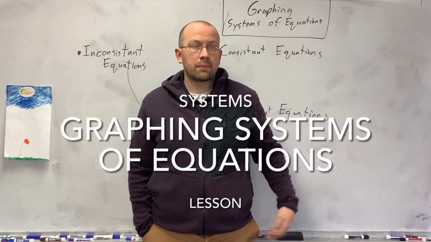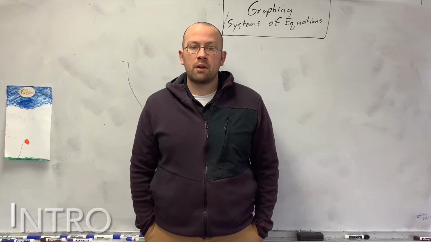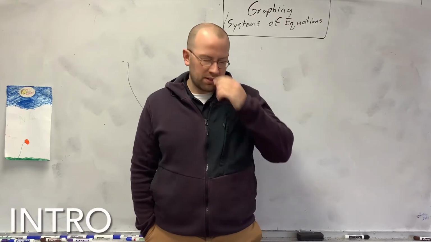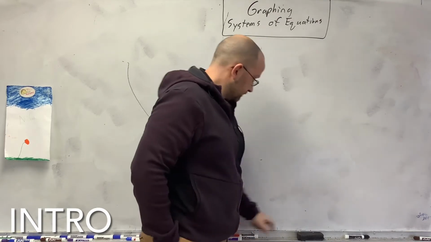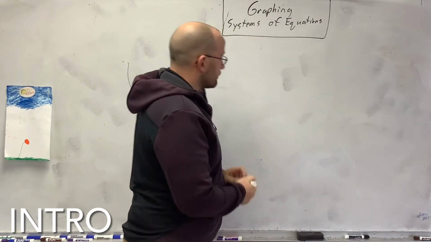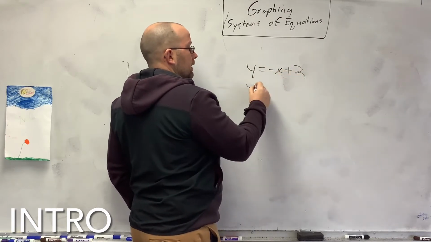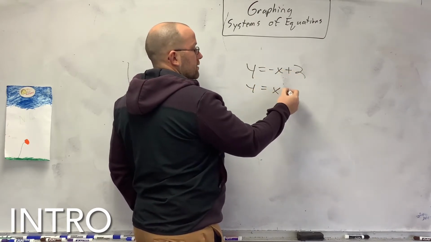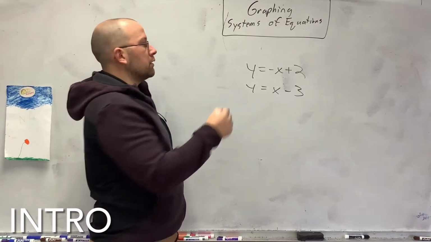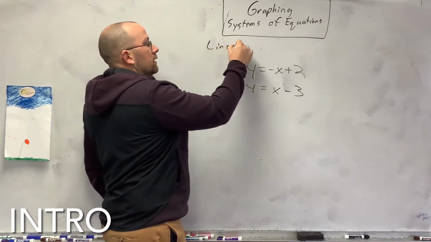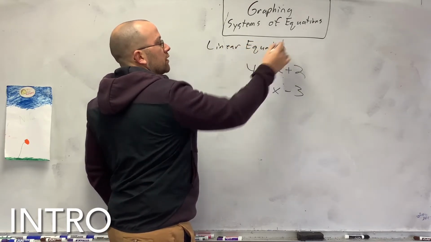Hello, today we're going to talk about graphing systems of equations. Alright, so a system of equations. A system of equations is two different equations that have one solution. So, if I have y equals negative x plus 2 and y equals x minus 3. Alright, these are two linear equations that have one solution, usually.